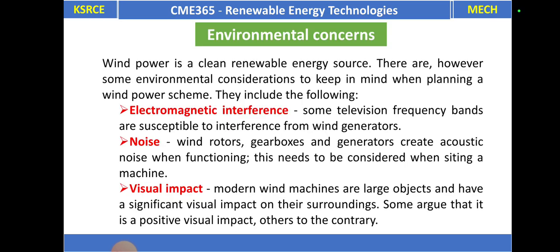Environmental concerns. Wind power is a clean renewable energy source. There are, however, some environmental considerations to keep in mind when planning a wind power scheme. They include the following: first, electromagnetic interference; second, noise; third, visual impacts.